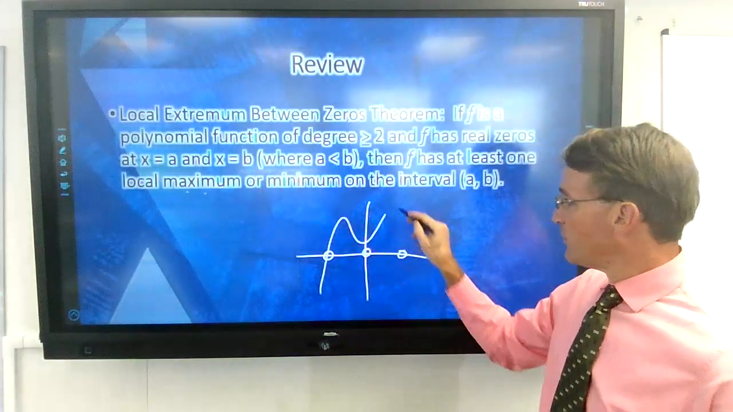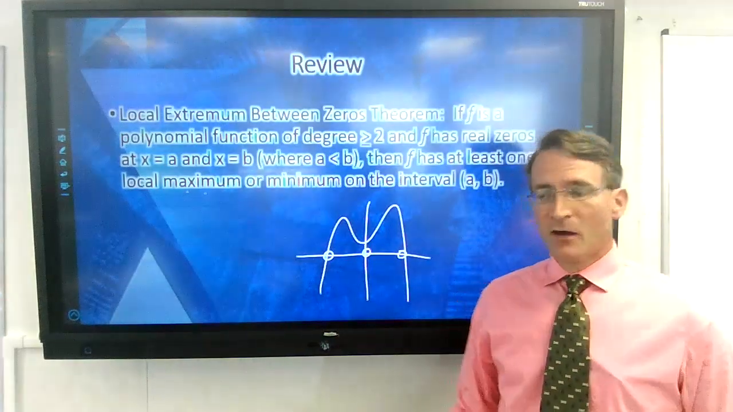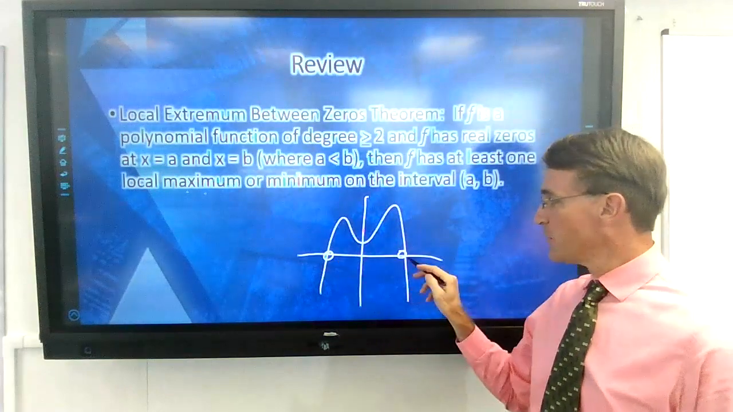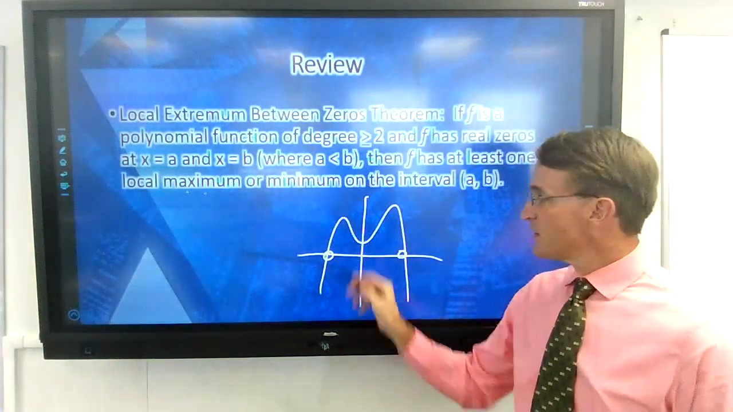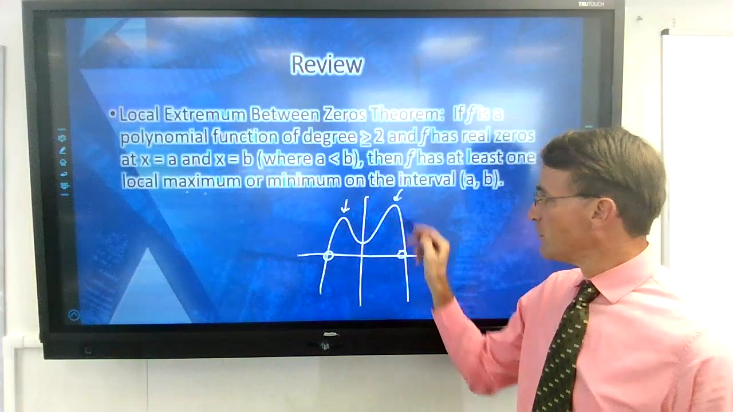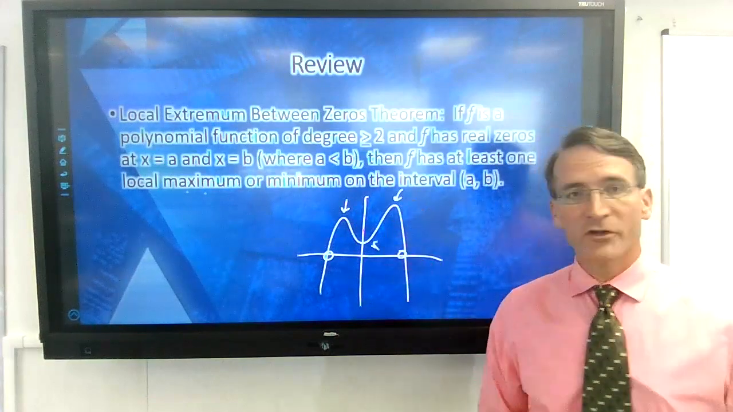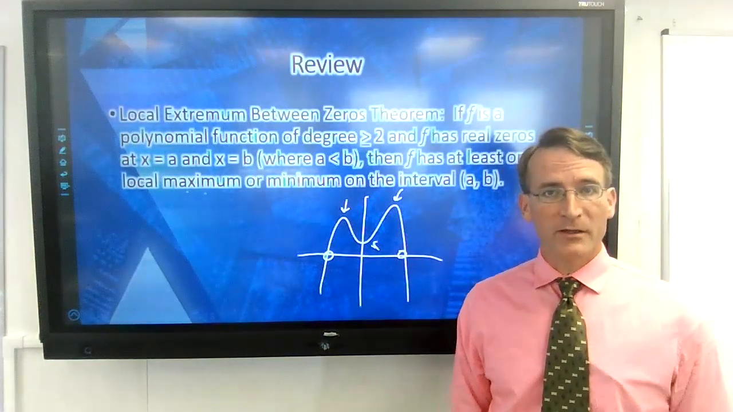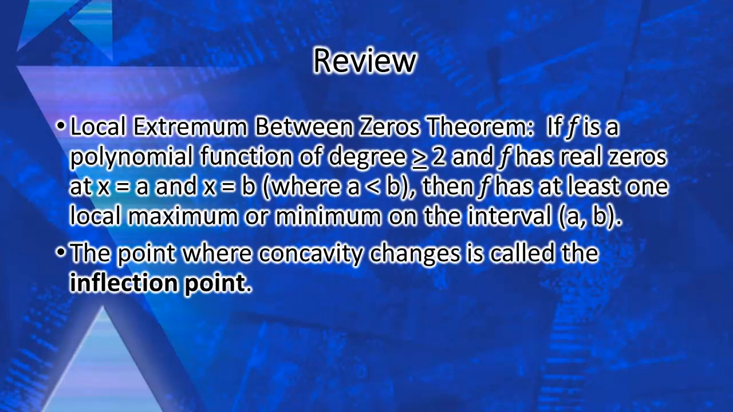If I have this type of function, I have 2 zeros in this particular case, right here and right here. But in this case, I have 3 local extrema between those 2 points. I have to have at least one, if not more. We also discussed that when we have concavity, where it changes from concave up to concave down, or vice versa, that is known as an inflection point.